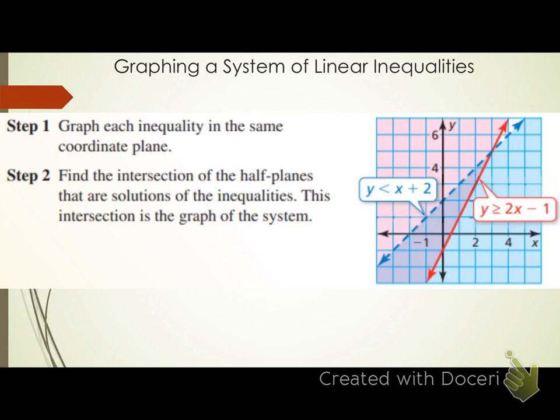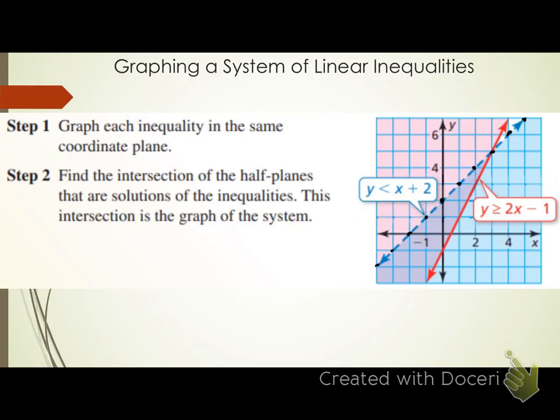Y is less than x plus 2. Y is greater than or equal to 2x minus 1. So let's look at this blue inequality here. Y is less than x plus 2. What's the y-intercept there? 2. What's the slope? 1. Up 1, right 1, up 1, right 1. That's how they got their boundary line. Just graphing like we did yesterday.